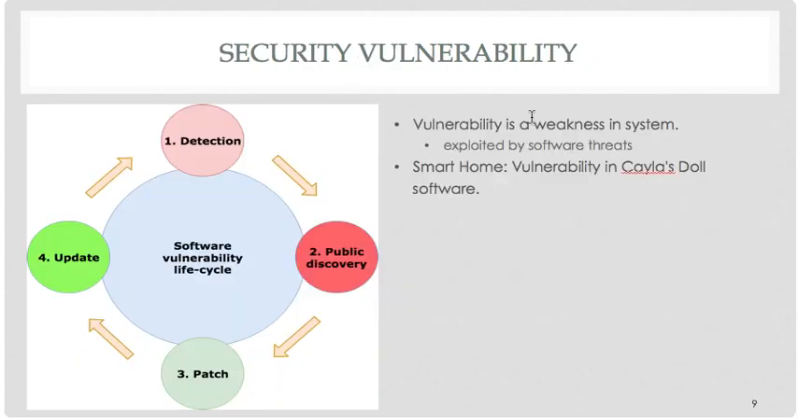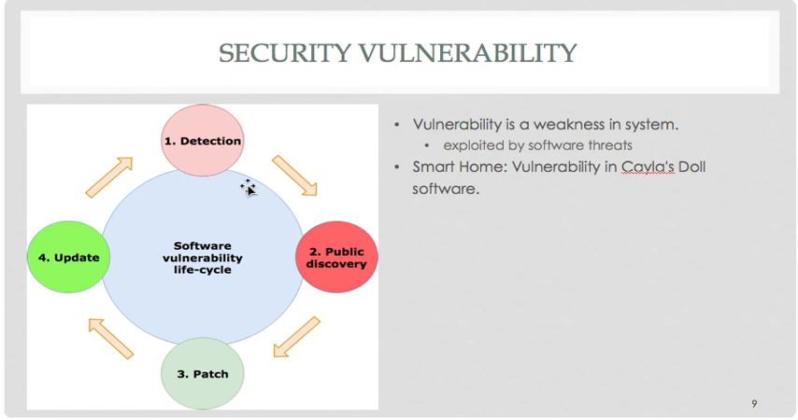Now I come to explain security vulnerability. Vulnerability is a weakness in the system which can be exploited by software threats. Many reasons for software vulnerabilities can be inherited. That is why a system is never free of them. It consists of four main phases: detection, public discovery, patch, and update. The initial detection of the vulnerability is the first phase.